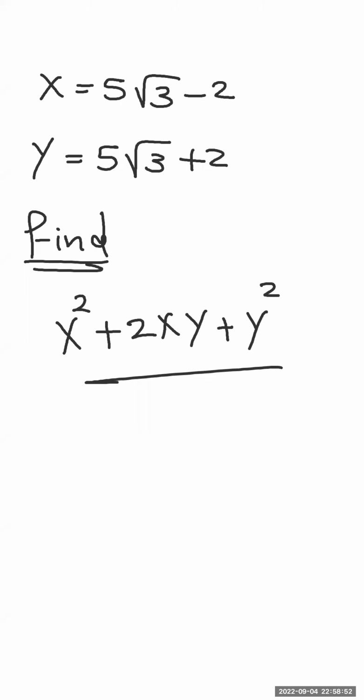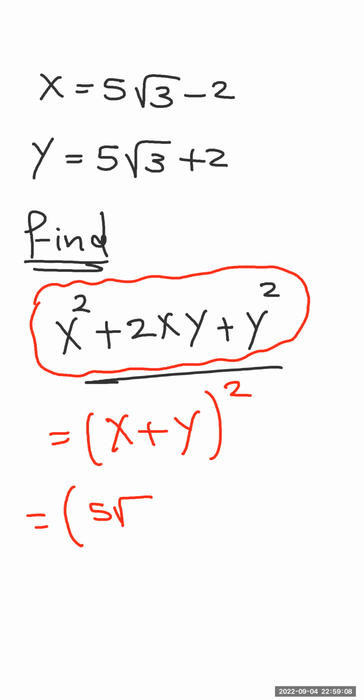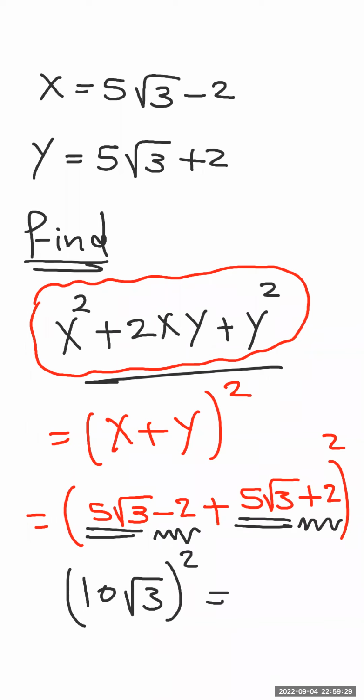Okay, to solve this question, if we check this expression, we will find that this is (x plus y) to the power 2. So this means x, 5 square root of 3 minus 2, plus y, 5 square root of 3 plus 2, all to the power 2. Now simplify the terms. This one plus this one is 10 square root of 3; negative 2, positive 2 is 0. So this means this one to the power 2, which means 10 squared, 100, times square root of 3 squared, 3. So it will equal 300.